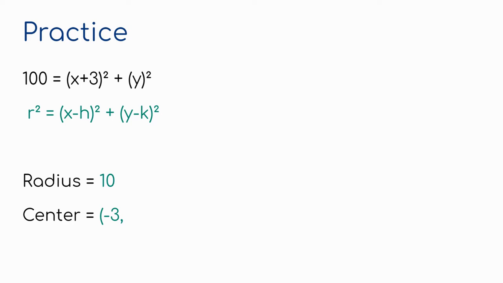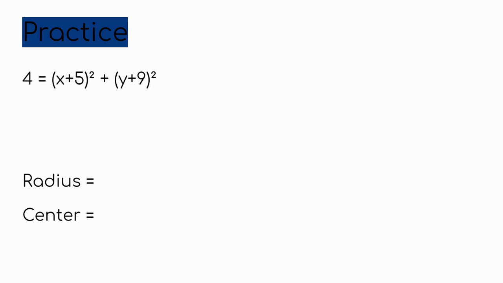Now let's look at our y. There's nothing in the k spot. So we've got y squared when we want y minus k squared. So there's nothing where k is. So we've got to think what number represents nothing. That's going to be 0. So if you ever don't have an h or a k, you just have x squared or y squared, that means that number is represented by 0. So our center is negative 3, 0.